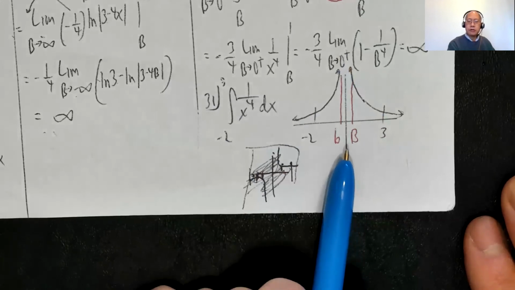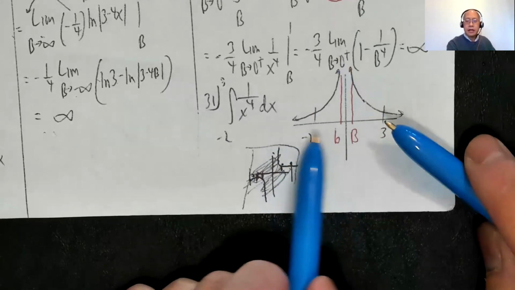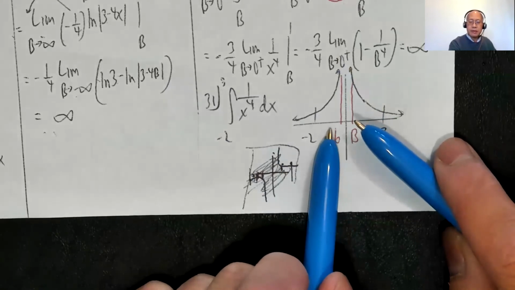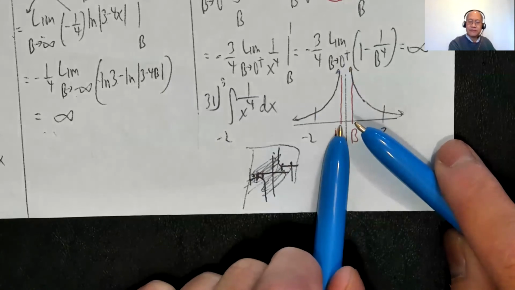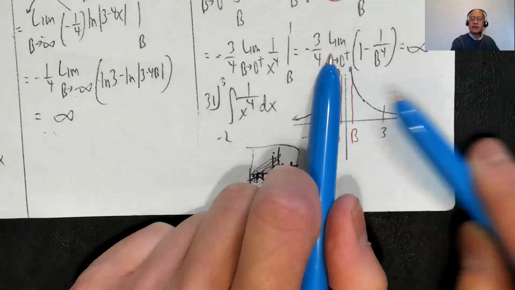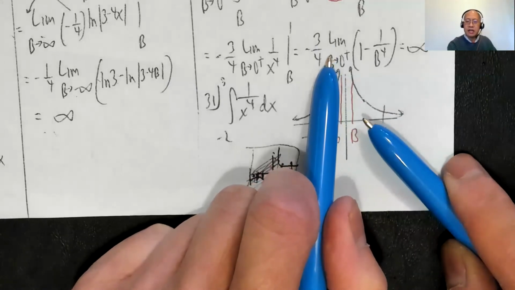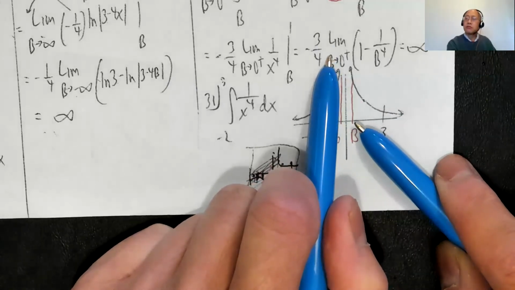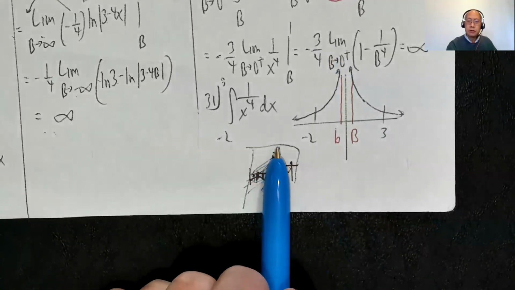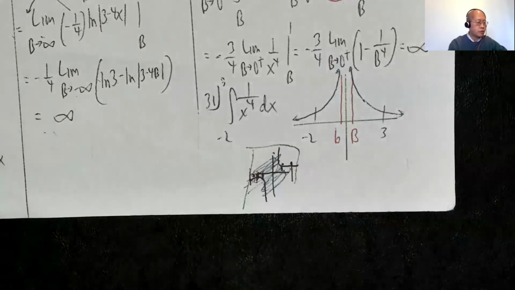But you should know what to do now, right? Here I integrate from negative 2 to b, and then take the limit as b approaches 0 from the left. This one I integrate from b to 3, and take the limit as b approaches 0 from the right, and add them together. That's my hint for problem 31.